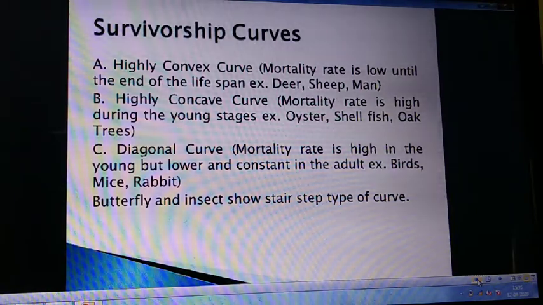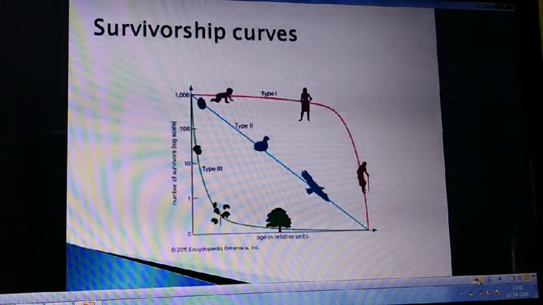Highly concave curve, here mortality rate is high during the young stages, as you have seen in the urn-shaped pyramid. Examples are oyster, shellfish, oak trees. Now the diagonal curve. Mortality rate is high in the young but low and constant in the adult stages. Examples are birds, mice, and rabbit. Butterfly insects show stair-step type of curve due to their changing behavior during the pre-reproductive, reproductive, and post-reproductive phases of their life cycle.